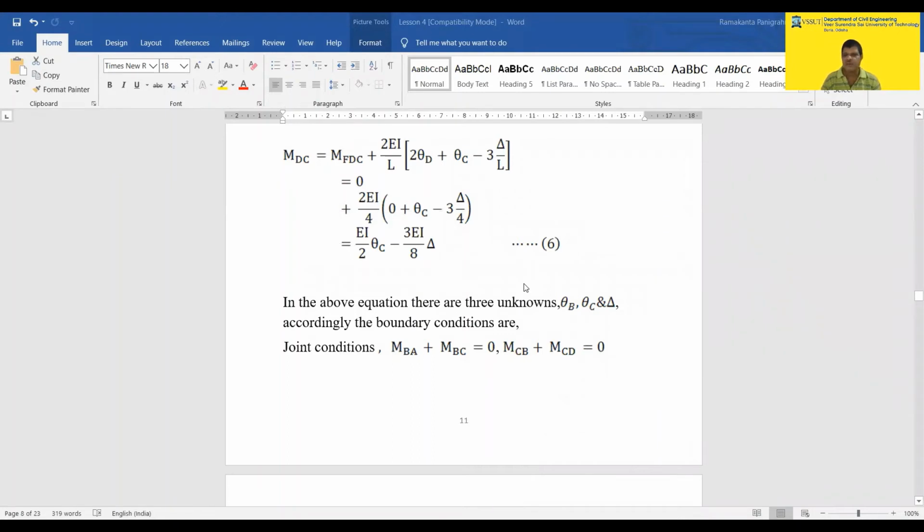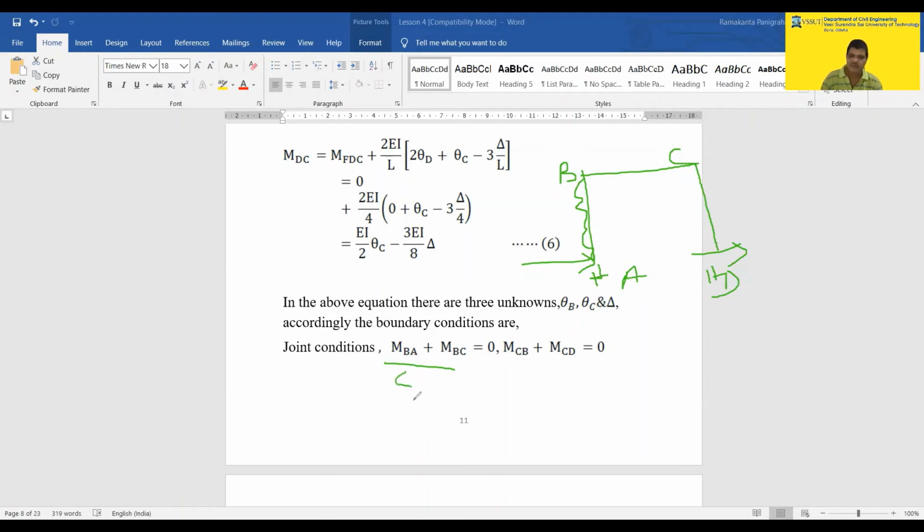Once you write this condition like the previous problems, at joint B, the moment is equal to 0. At joint C, the moment is 0. One more equation will come: HA plus HD will be equal to the horizontal load. Whatever value is given, total is the horizontal load. Now MBA plus MBC equals 0, that is sigma MB equals 0, and MCB plus MCD equals 0, that is sigma MC equals 0.